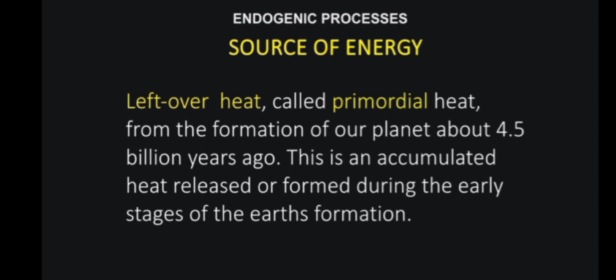With regards to the internal heat of the Earth, part of it is the leftover heat called the primordial heat. From the formation of our planet about 4.5 billion years ago, this is an accumulated heat released or formed during the early stages of the Earth's formation. This leftover internal heat is still being dissipated to the surface of our planet as part of the Earth's cooling down process from how it was billions of years ago.